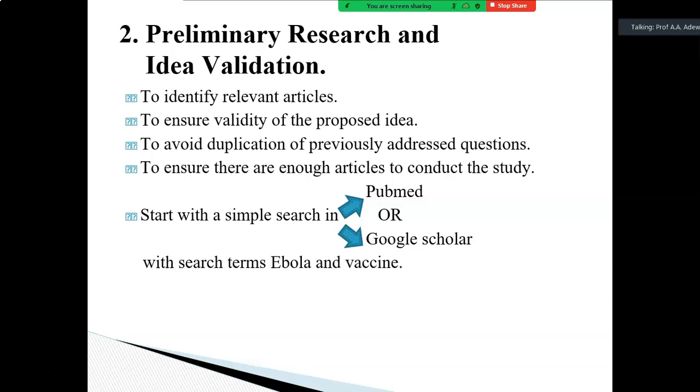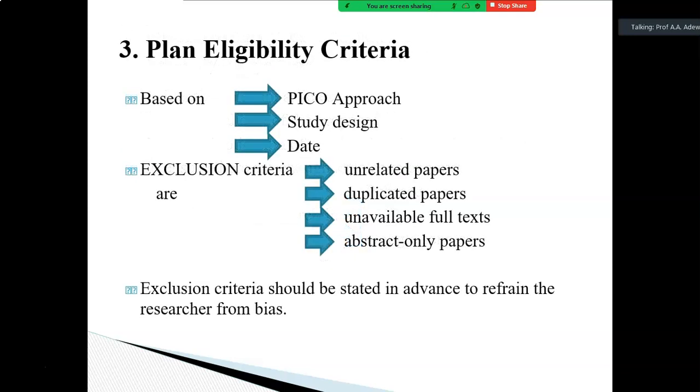To ensure there are enough articles to conduct the study, and while you are doing preliminary research and idea validation, you start with a simple search in PubMed or Google Scholar with search terms like Ebola and vaccine. Next slide.